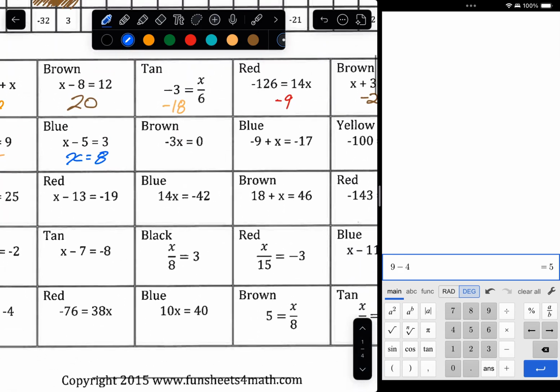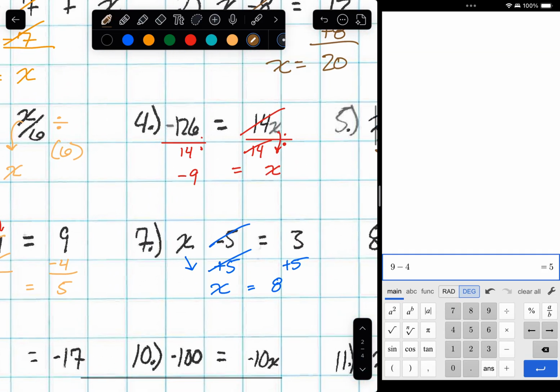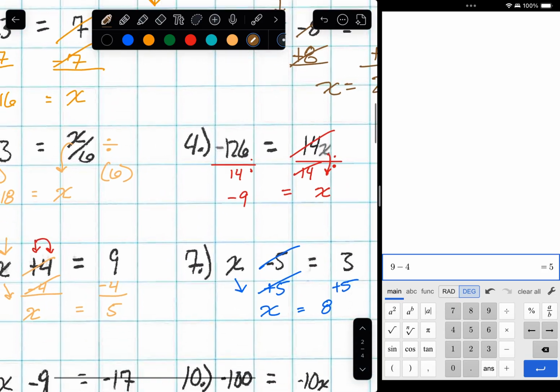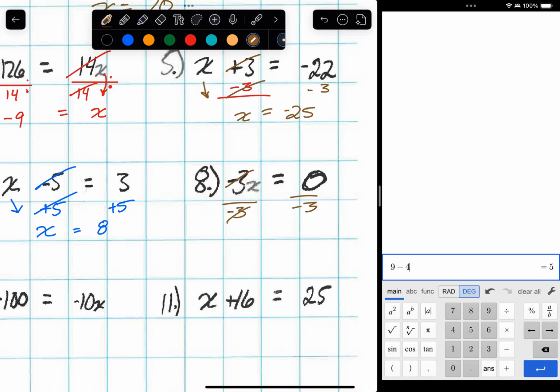Okay. Negative 3x equals 0. Zero rule. You can't divide by 0, but if you multiply by 0, you'll get 0. So dividing out negative 3, because they're married with multiplication side by side, we divorce them with division. 0 divided by a negative 3 will be 0.